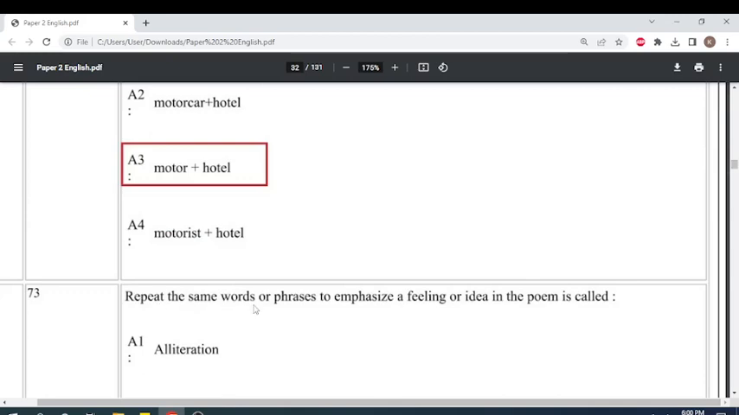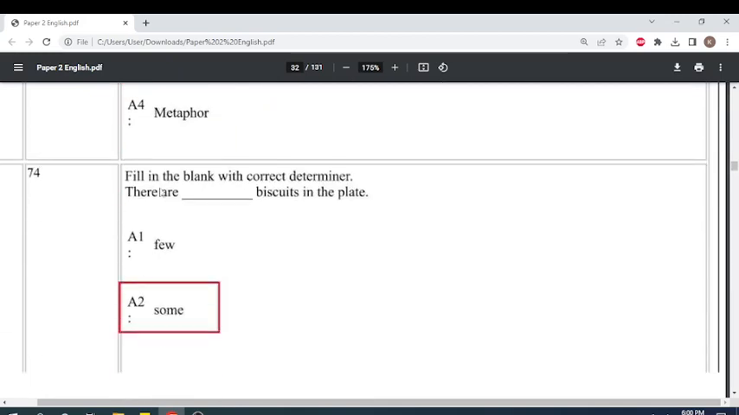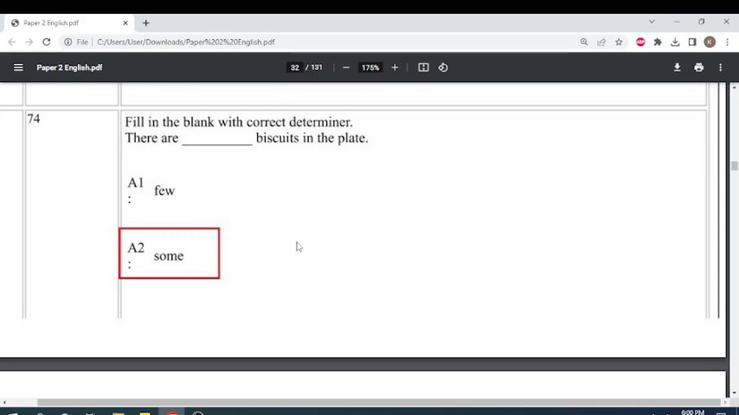73. Repeating the same words or phrases to emphasize a feeling or idea in a poem is called. Answer A3, repetition. 74. Fill in the blank with the correct determiner. There are dash biscuits on the plate. Answer A2, some.